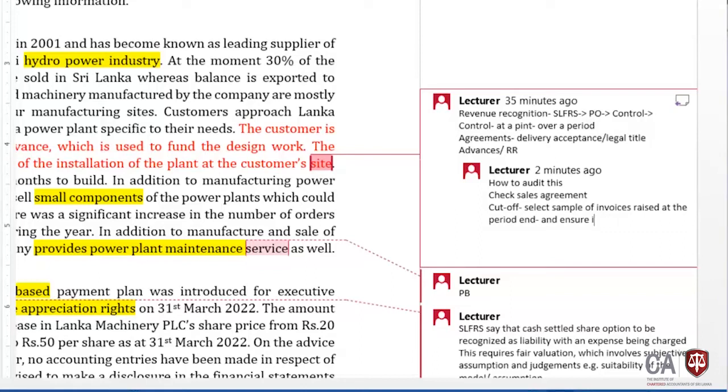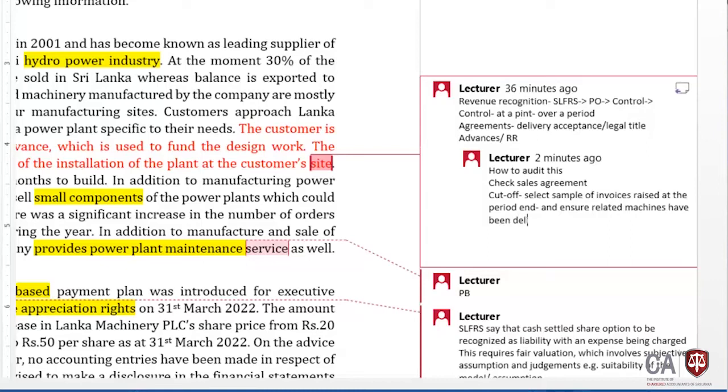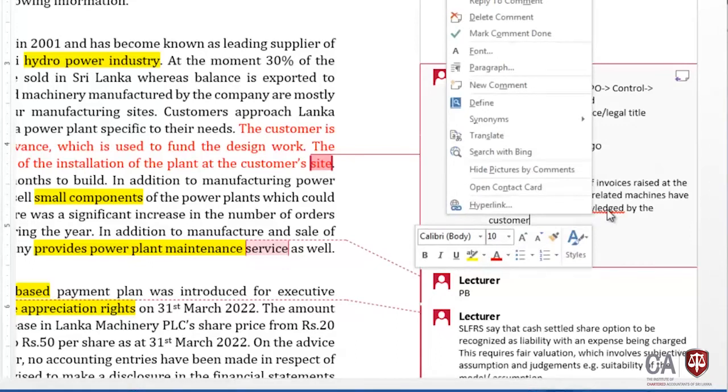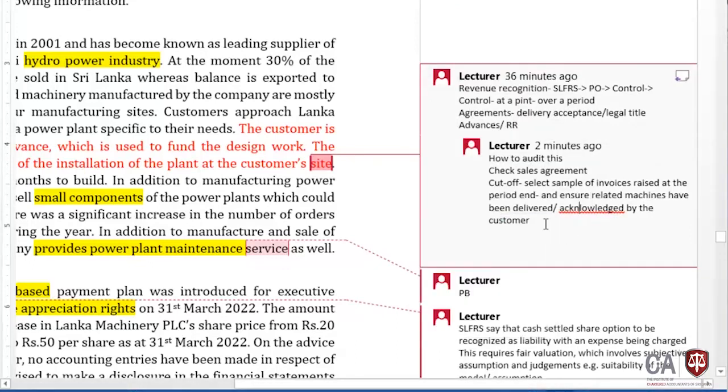Ensure what? Related machines, in this case we are dealing with machines, have been delivered. And then delivered means what? Can I check the company's delivery note? No, ideally I have to check whether it is acknowledged by the customer, right. So, acknowledgement I have to check. Then I think I actually went to substantive straight away. This is testing that you can do, but checking the agreement is a must.